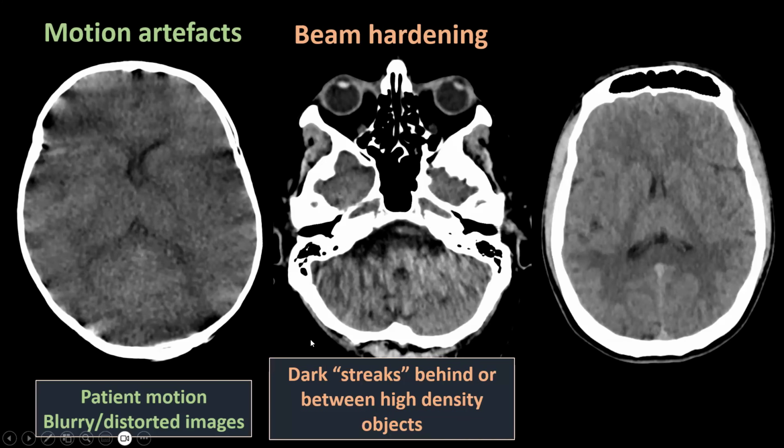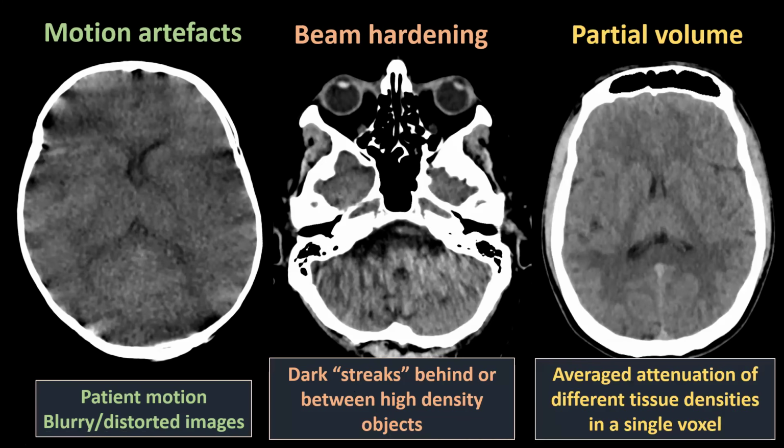And how do you recognize them? As dark streaks behind or between objects or structures of high density. And finally, a partial volume artifact, which is an artifact created by averaging the attenuation of different tissue densities in the same voxel. But this can easily be solved by looking at your other imaging planes.